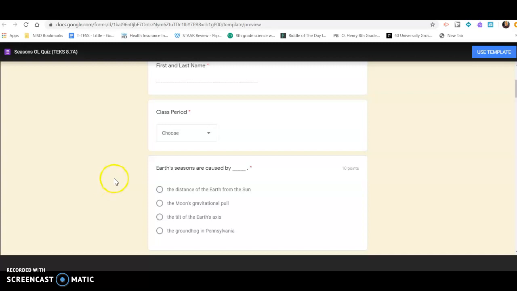So, first question. Earth seasons are caused by the distance of the Earth from the Sun, the Moon's gravitational pull, the tilt of the Earth's axis, or the groundhog in Pennsylvania.